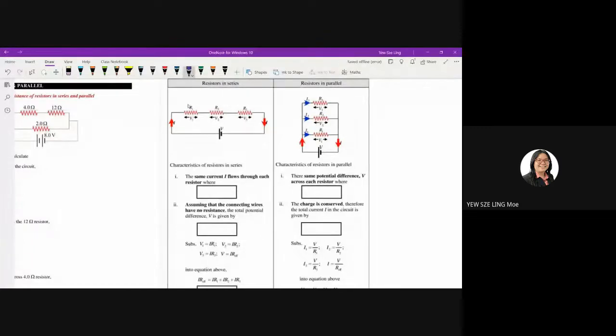So now let us look at resistors in series. When you connect resistors in series, we have a V here, which is a positive terminal, and this is a negative terminal. According to this given diagram, we have current I flowing in the clockwise direction.